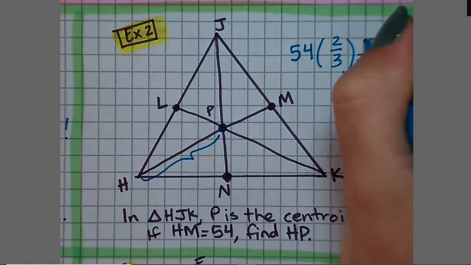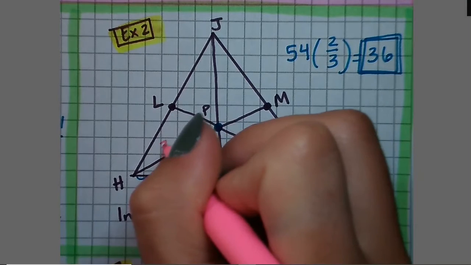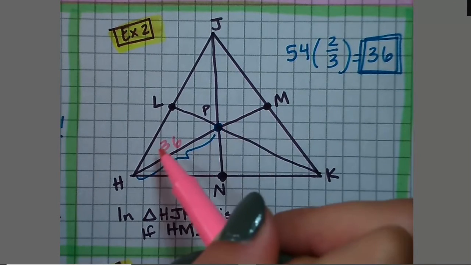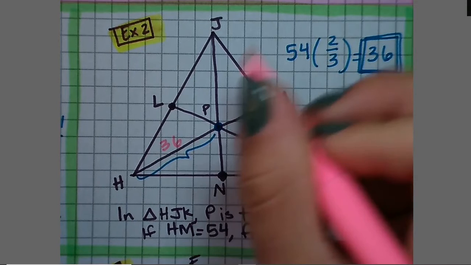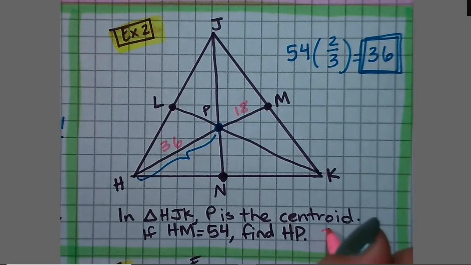So this is our answer, but let me just show you how you could double check your work. Okay, so if this is 36, then we know that this portion right here is going to be half of that. So if this is 36, then this would be 18. And if I add those two numbers together, 36 plus 18, you get 54. So that's how you can check to make sure that you did your problem right. Okay, so HP here is going to be 36.